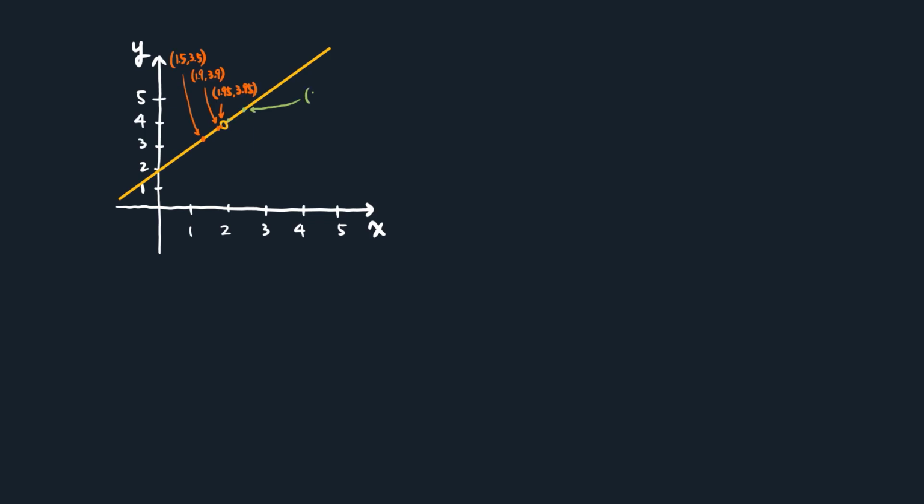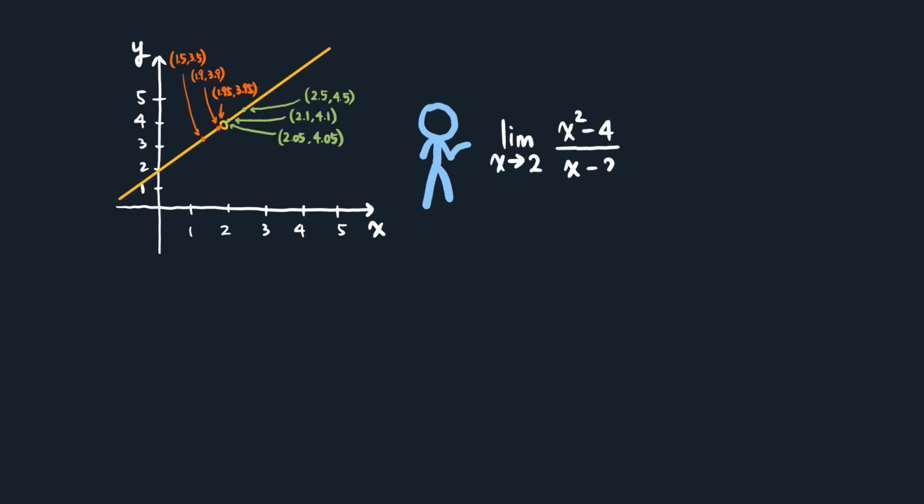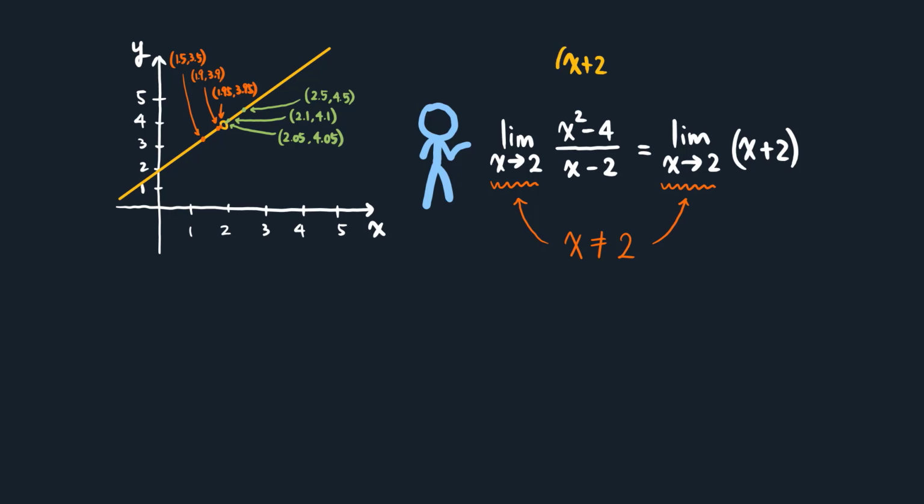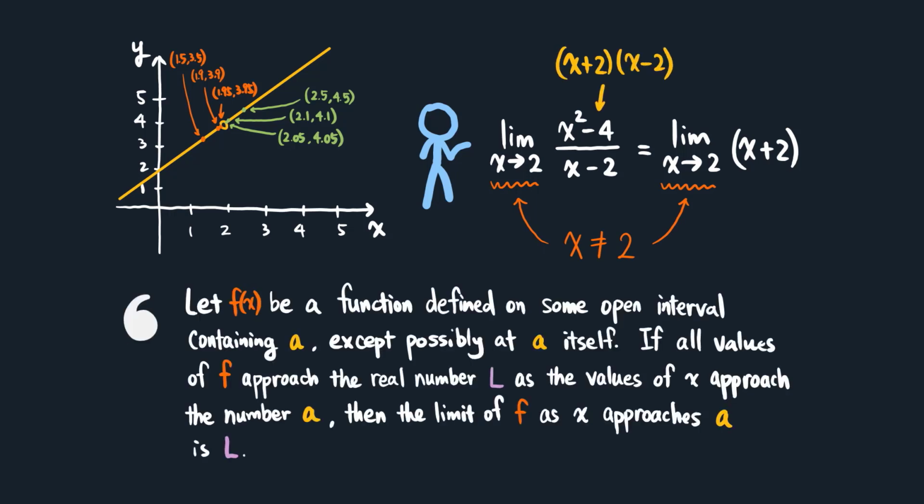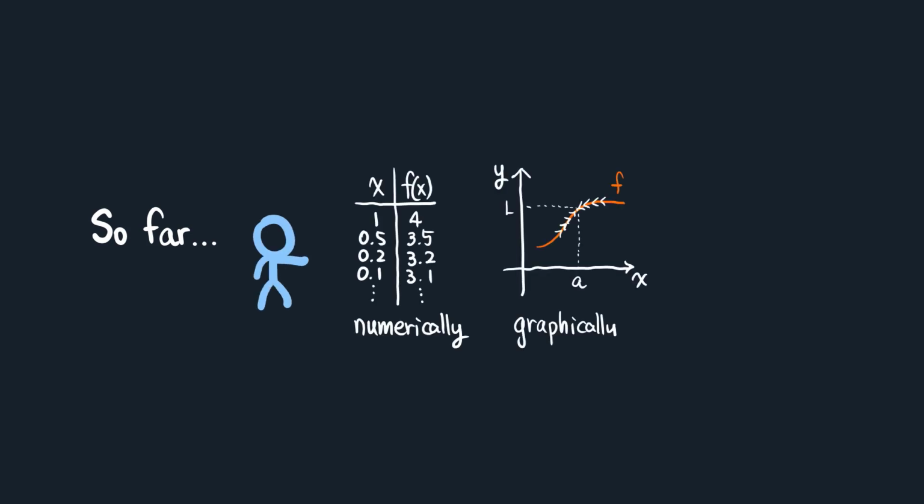From that graphical approach, we observe that the limit of f is the same as the limit of x plus 2. It turns out that it doesn't matter whether there is a hole on the graph since as x approaches 2, x is not equal to 2. So this gives us the algebraic approach for computing limits. Here we have the intuitive definition of limit. So far we have seen 3 approaches of computing limits: numerically, graphically, and algebraically.